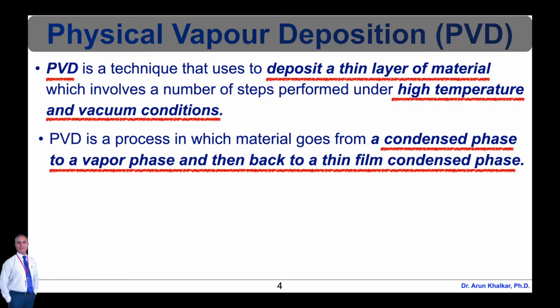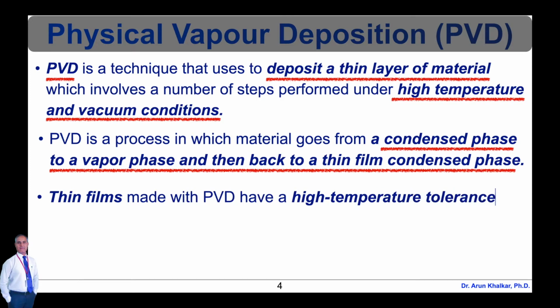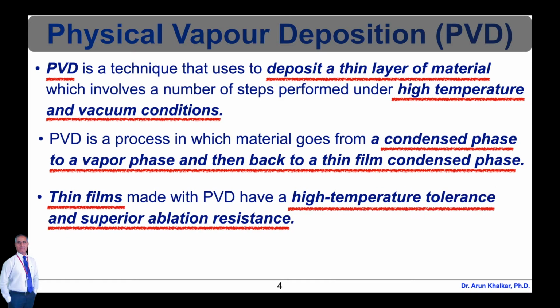Physical vapor deposition is used as the deposition method to produce extremely hard, corrosion-resistant coatings. Thin films made with PVD have a high temperature tolerance and superior ablation resistance. PVD is also considered an environmentally friendly process.